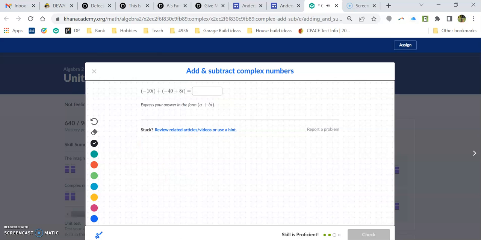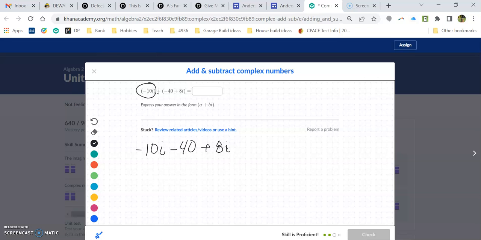All right. Okay, so negative 10i. We have a positive sign, so we're not changing anything. So negative 10i. I'm writing that wrong. Should be a minus 40. And plus 8i.